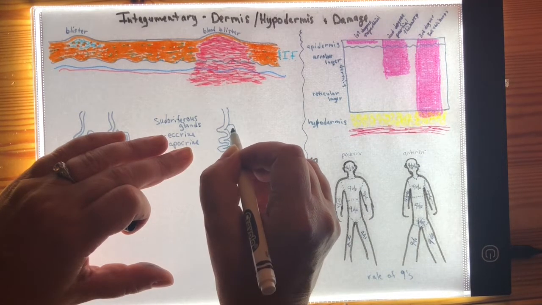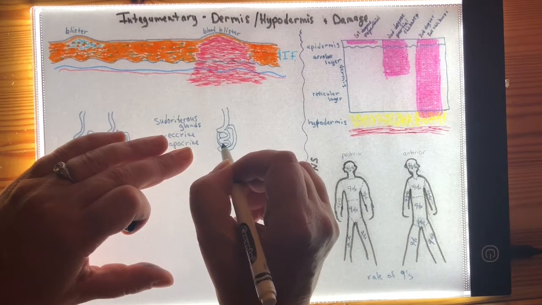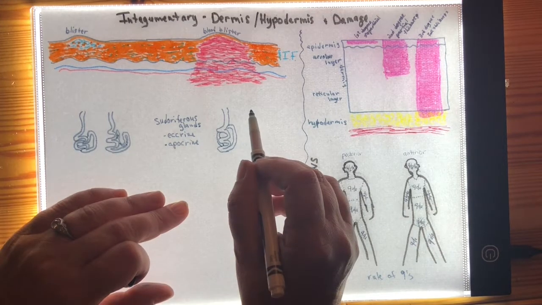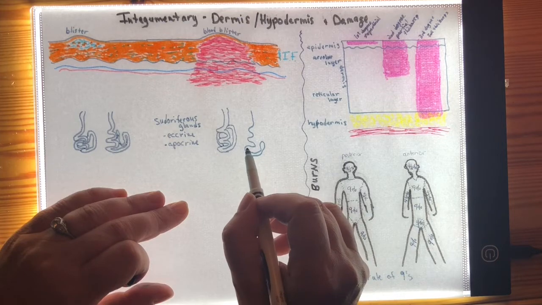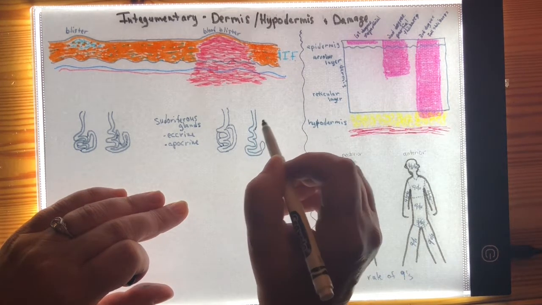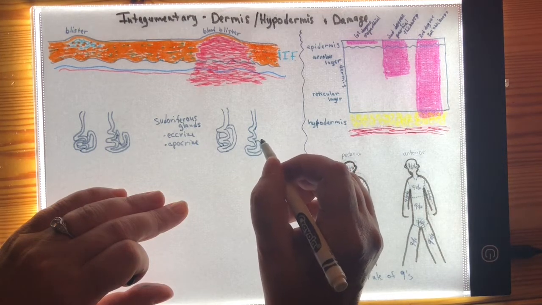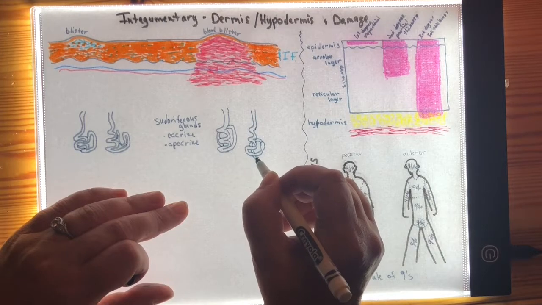Now the apocrine glands, very similar structurally. However, there are 2 differences here. The apocrine glands are only found in the axillary and anogenital areas, so your armpits and your groin. And the sweat here is just the same, except that it also has proteins and lipids.